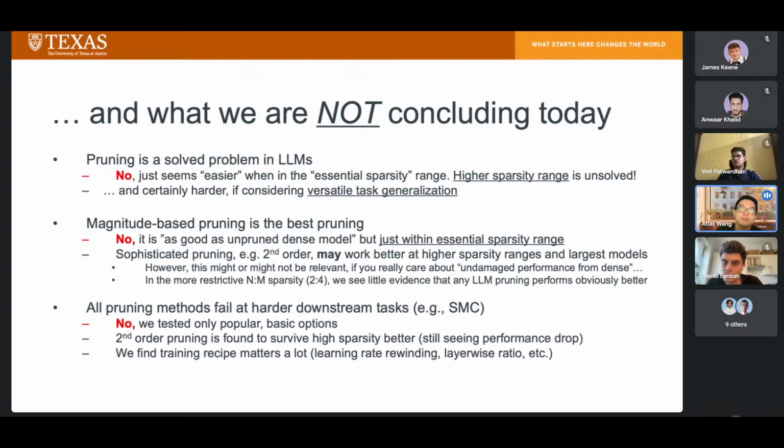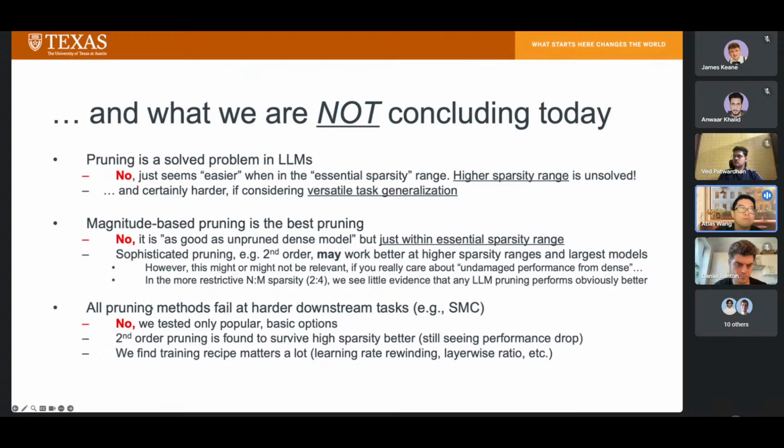Of course, pruning without damage is much easier if you go to 70 billion or much larger, because the parameters are necessarily redundant. But I think for practitioners, 3 billion, 7 billion, and 13 billion is the best range, and within this range, pruning without damage is very hard. Also in the more restrictive N over M sparsity, we see little evidence that any pruning method performs better than the others. N over M sparsity is just as difficult as everything else.